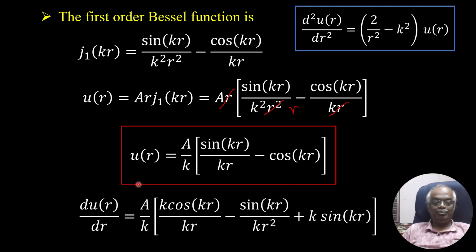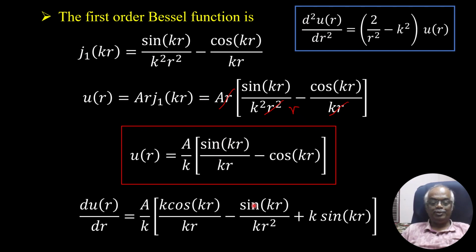So you take the first order derivative. If you take the first order derivative, sin kr over kr gives k cos kr over kr. This is the UV method. First, we have differentiated the numerator, that is k cos kr over kr, and the denominator we have kept as it is.